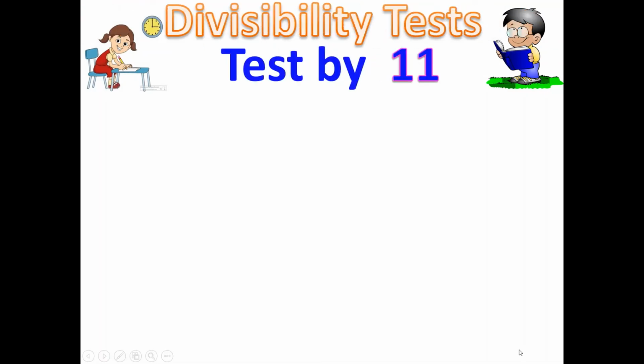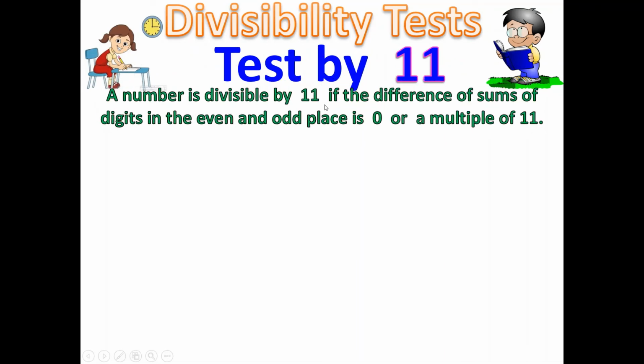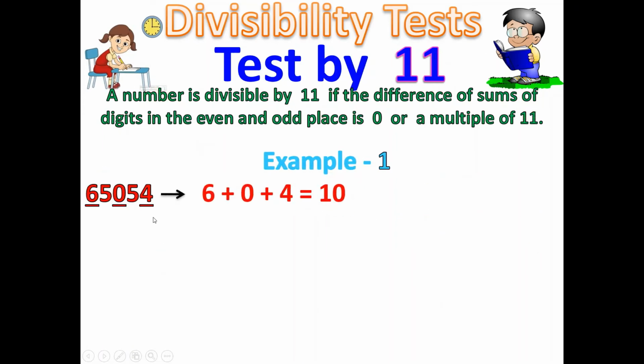Now we go on to the next slide, that is divisibility test by 11. Now a number is divisible by 11 if the difference of the sum of digits in the even and odd places is 0 or a multiple of 11. Now we go on to the example, we have a clear explanation.